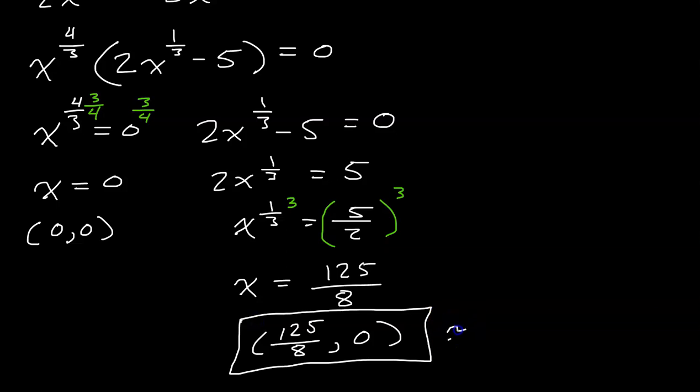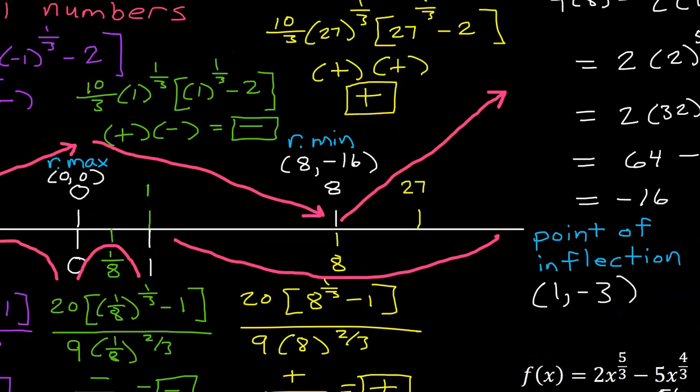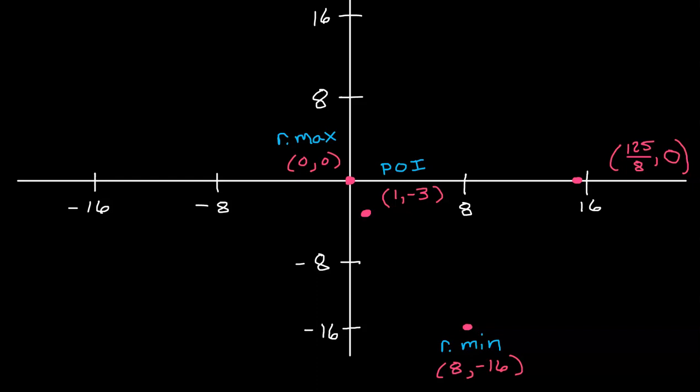Which, by the way, is approximately 15.6, just for graphing reasons. Let's start by graphing the key points. So we have a relative max at (0, 0), a relative min at (8, -16), a point of inflection at (1, -3), as well as an x-intercept at (125/8, 0). So here are those 4 key points that we found.